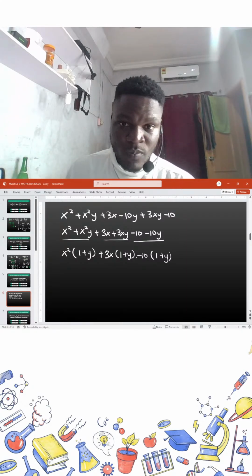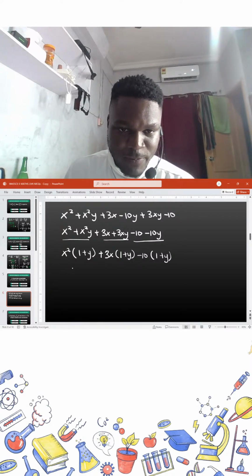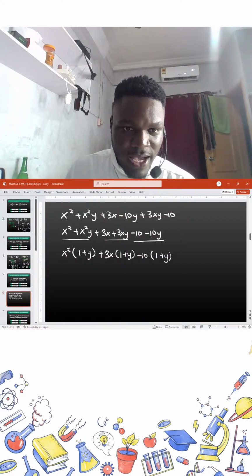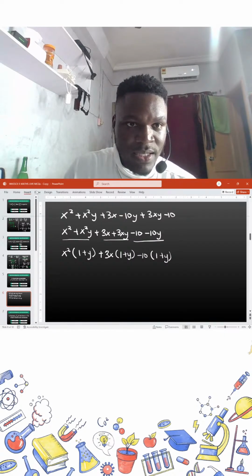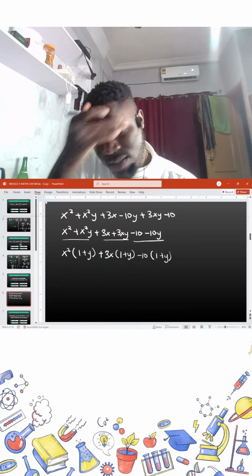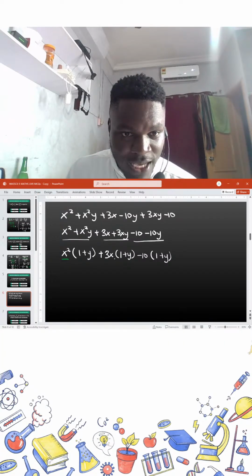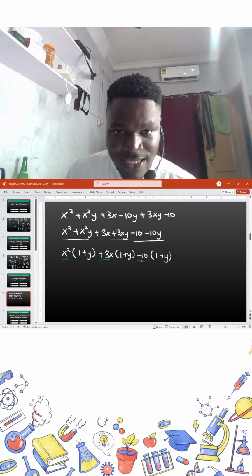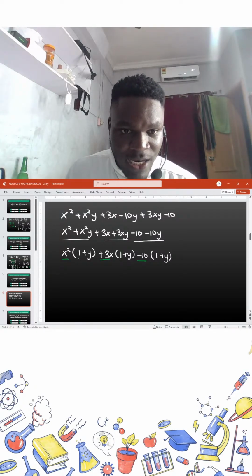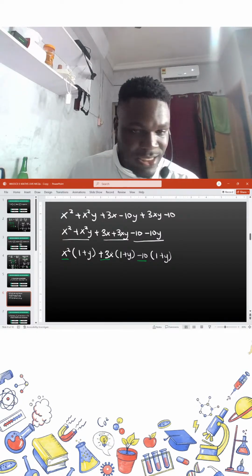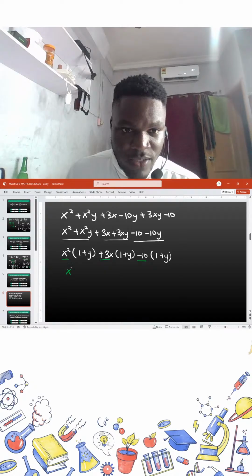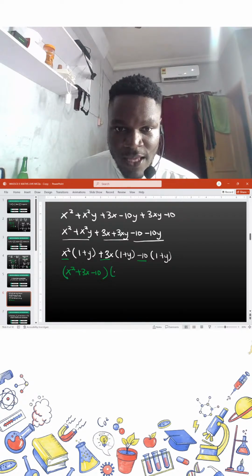So from here, we can see that 1 plus y, 1 plus y, 1 plus y is common. So that will be in one bracket. So we have that, and then we have x squared plus 3x plus minus 10. So I'll take these guys. So let me show you guys. All I'll do is group these guys, x squared plus 3x minus 10, in one bracket, and then I'll choose one of the 1 plus y attached to it. So I now have x squared plus 3x minus 10 as one factor, and then I select one of these guys, which is 1 plus y.